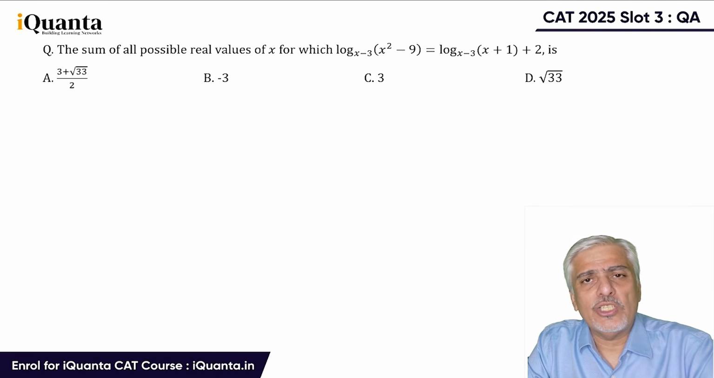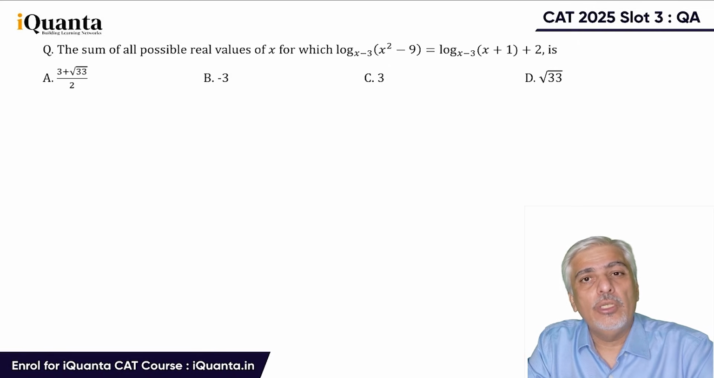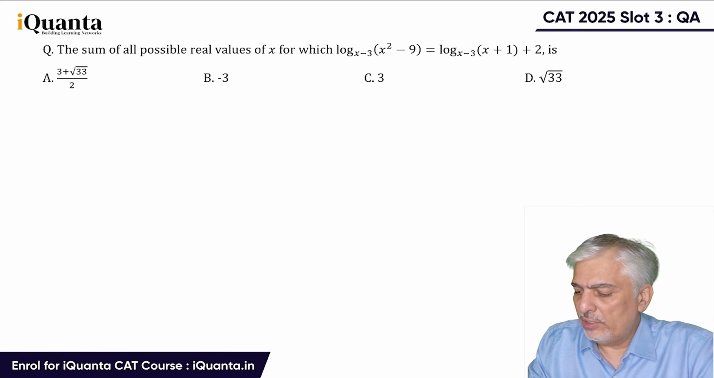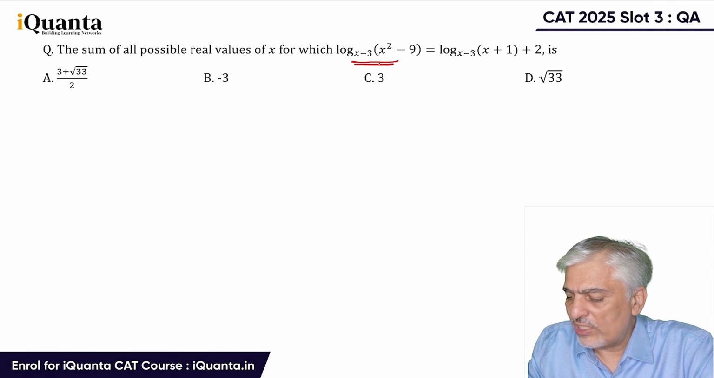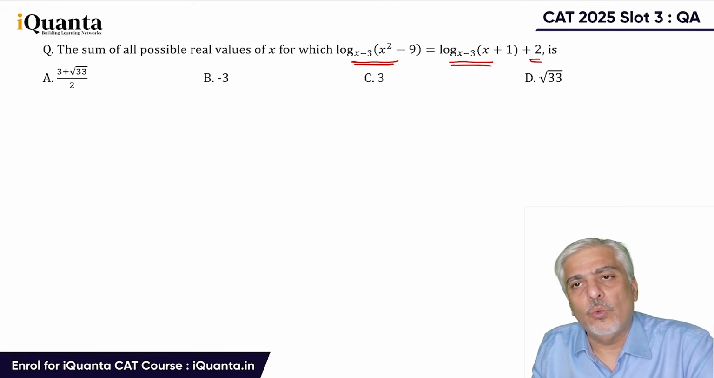The next question is a question from logarithms. Not a very easy question. There was a trap in the question also. Pay attention very carefully. So they've given us log of x square minus 9 is equal to log of x plus 1 plus 2. Both of them have the same base. So what all can I do over here?